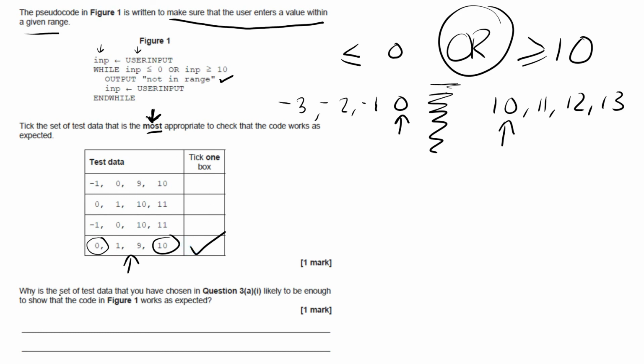Then we've got, why is the set of test data that you have chosen in question 3 likely to be enough to show that the code in figure 1 works as expected? So I'm going to put it tests the boundaries. And it's a 1 mark, so just simple, short, sharp answer.